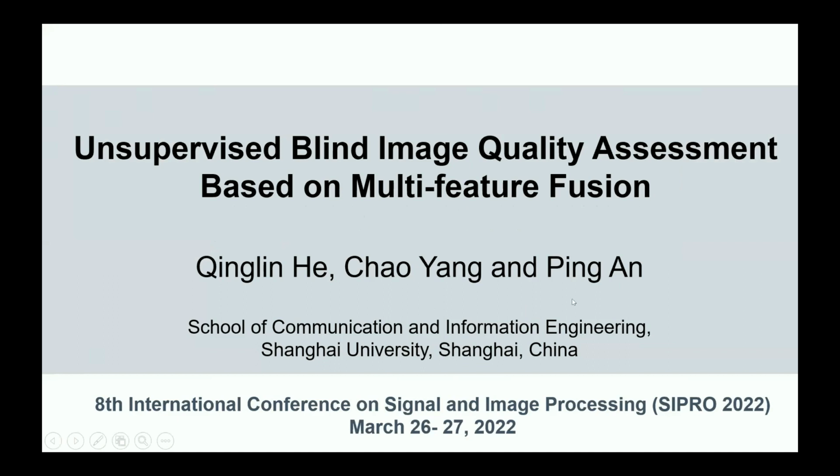And I'm He Qinglin from Shanghai University, and I'm very happy to attend this conference. And I'm the speaker of this article, Unsupervised Blind Image Quality Assessment based on multi-feature fusion.